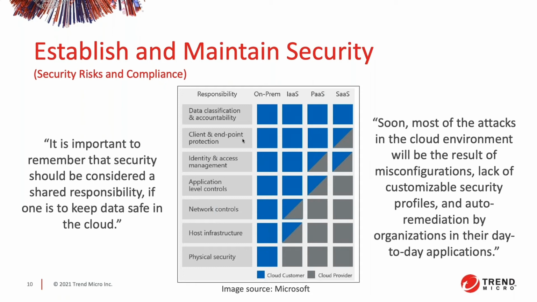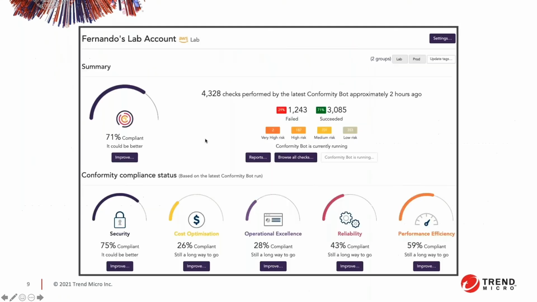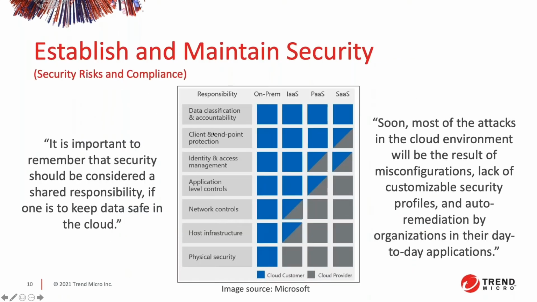It is very important to understand that a lot of the security areas in infrastructure are the cloud provider's responsibility, right? But there are so many areas like application level controls, identity and access management, client and endpoint protection, or sorry, data classification and accountability. They are most of the time customer responsibilities, right? They have a half and a half, depending on which case you are in.